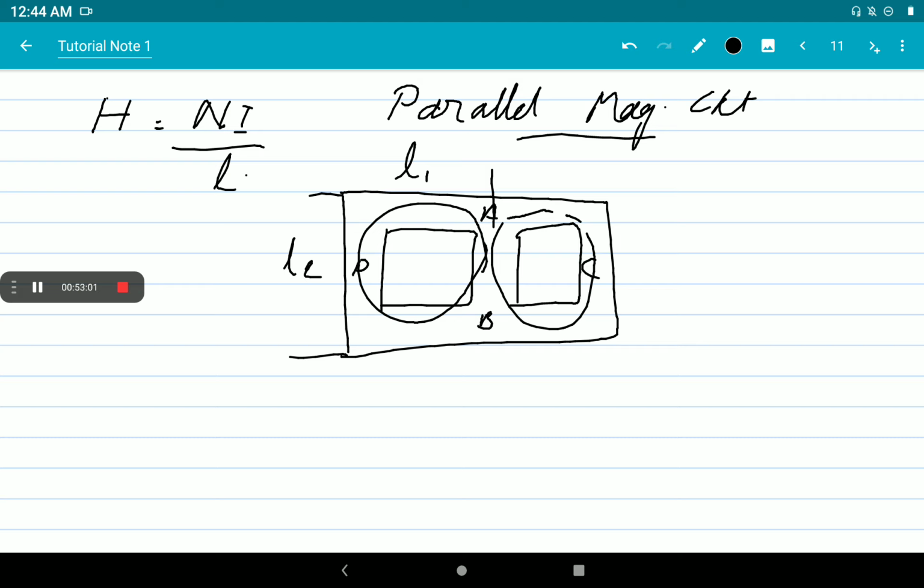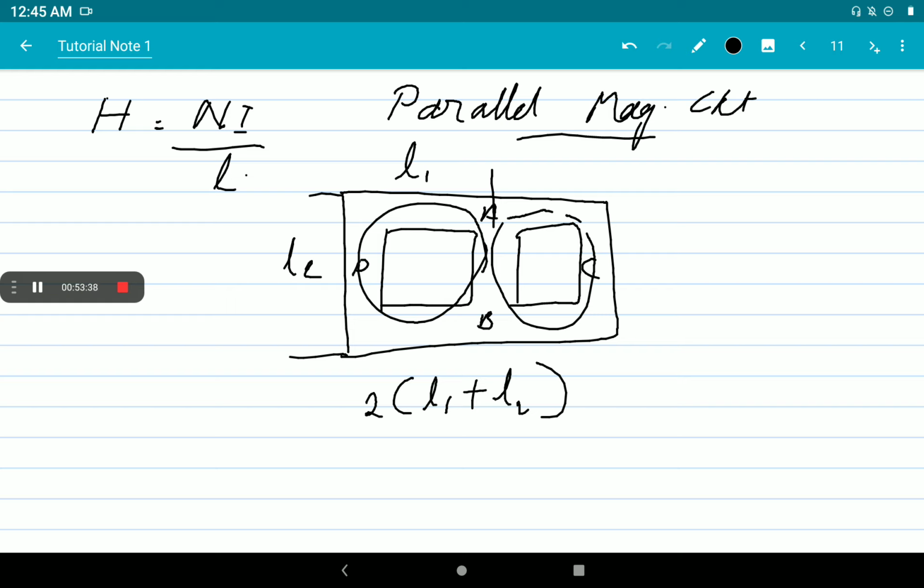Each magnetic path has an average length of 2 into L1 plus L2. The flux produced by the coil wound on the central core is divided equally at point A between the two outer paths. The reluctance offered by these two parallel paths is equal to half the reluctance of each path.